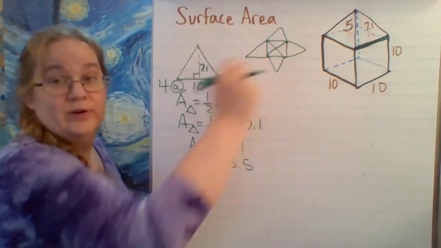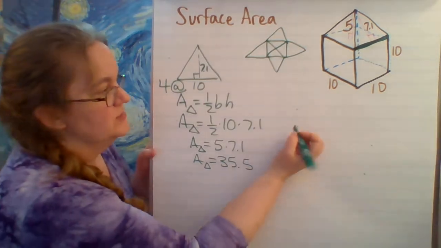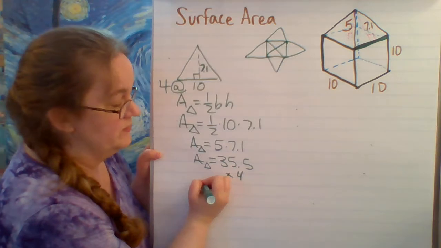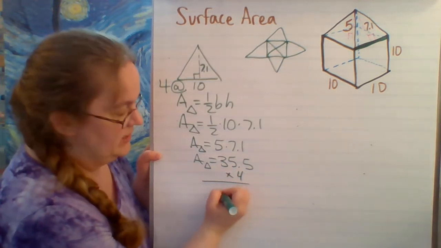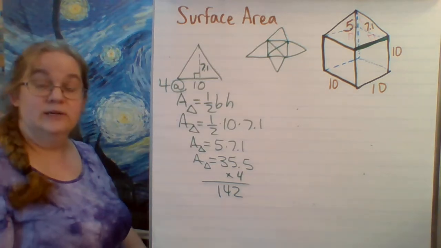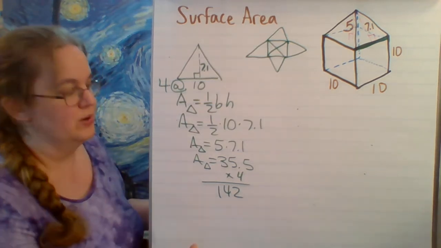And remember, it's 4 of these because I have 4 of these triangles. They're all right there. So I'm going to go ahead and do 35.5 times 4, and I get 142 when I do that.